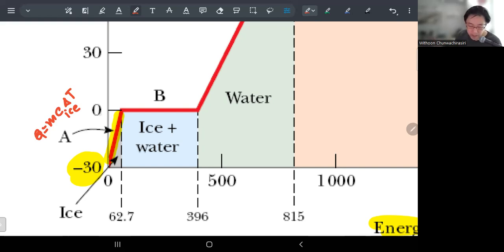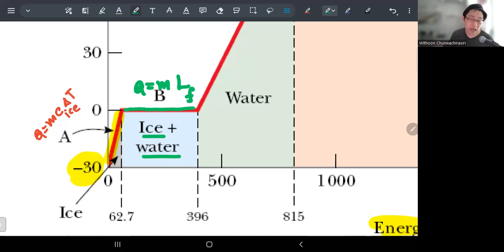But now, once you hit 0 degrees Celsius, that's when the phase transition will start to happen. So ice will start to melt. During that phase, you won't see any change in temperature anymore. So it will be flat at 0. But more ice will get melted. So now you have a mixture of ice and water. Ice keeps melting until it completely melts. So during this portion, you just have to use Q equal to ML. And L over here is the latent heat of fusion that you just saw before.